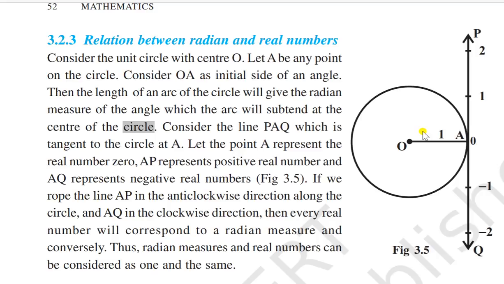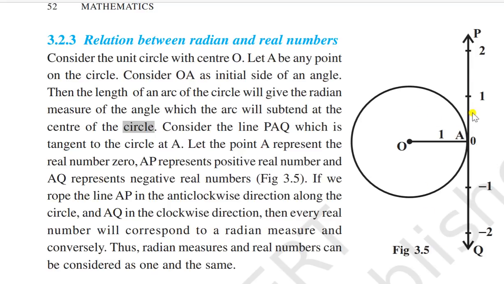It's basically that much. So they are telling what is the relationship between radians and real numbers. We are going to understand the relationship. The length of the arc will give the measure of the angle, because through the length of the arc, we can easily find out the measure. How? By radians, right? By this unit called radians.